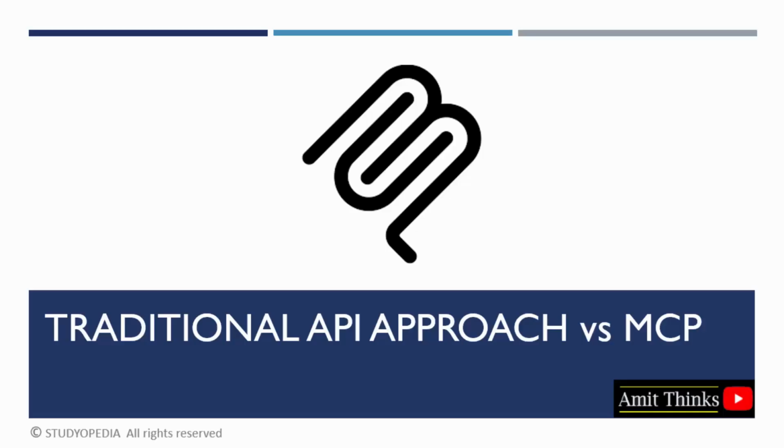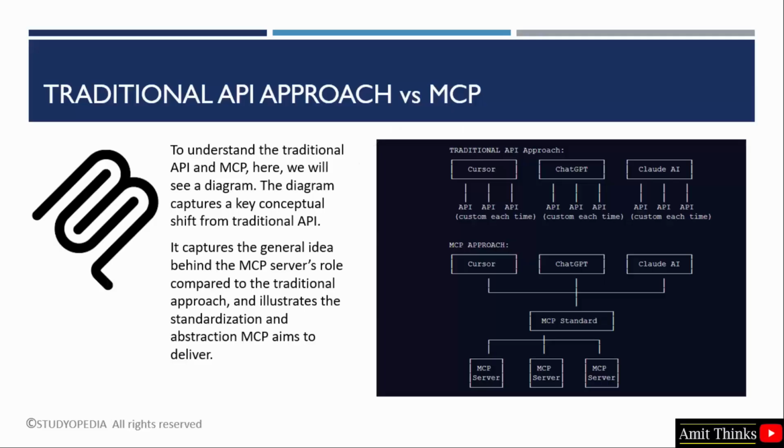In this lesson we will understand the difference between the traditional API approach and MCP. Let us start. To understand the difference between the traditional API model and MCP, let us look at the following diagram. The diagram illustrates how the MCP server redefines the interactional model compared to the traditional APIs. It emphasizes MCP's role in providing standardization and abstraction, enabling a more unified and scalable way for agents and models to communicate, something the traditional approach struggles to achieve.